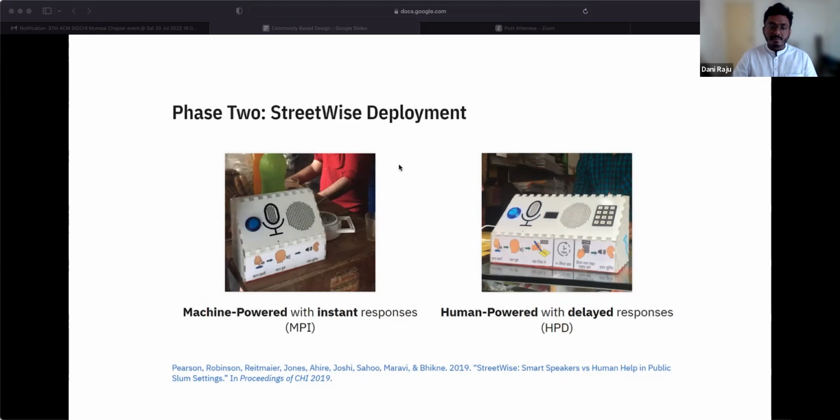So this system is machine powered, and it gave an instant response. The system on the right is human powered. There you press the button, ask a question, only this time the response isn't immediate. Instead of an immediate response, they get a 4-digit number, and the person who asked the question has to come back after 10 minutes and input that four-digit number to get a response from a community member in that area.